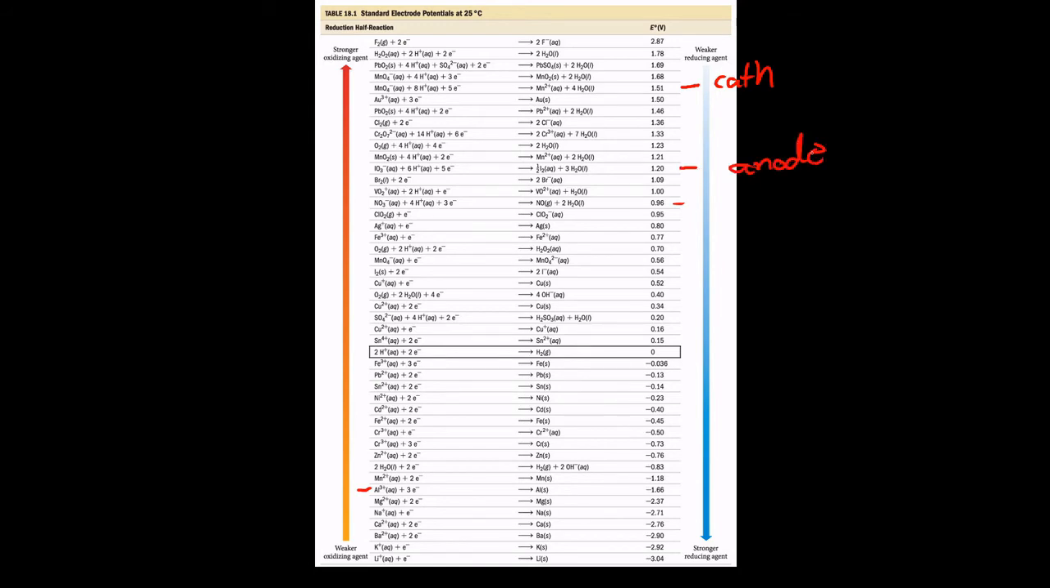And that will most definitely be spontaneous. All you need is the anode to be lower, just in some amount lower. It does not have to be way down on the table or anything like that. It just needs to be lower than the cathode, and you will have a spontaneous cell.